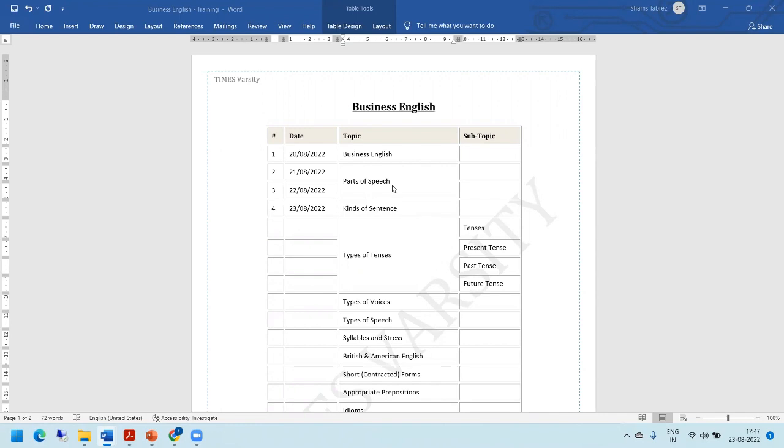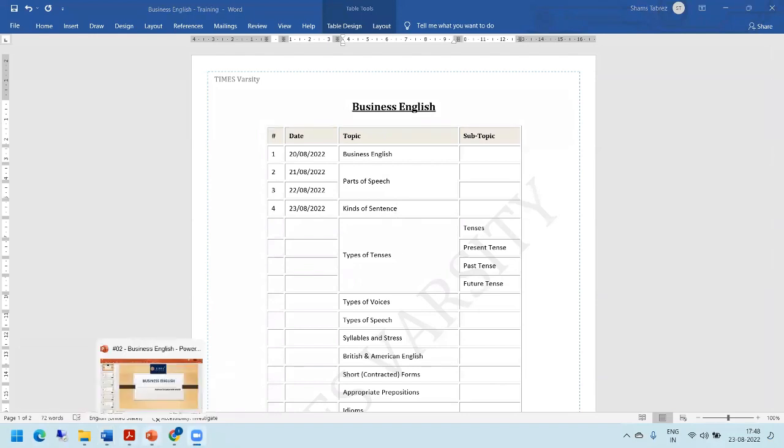In our last session, we discussed different parts of speech. Parts of speech are nothing but the words which are used in a sentence or in a speech. Based on the purpose of the words, they are given names like noun, pronoun, adjective, verb, and so on. That is what we discussed.